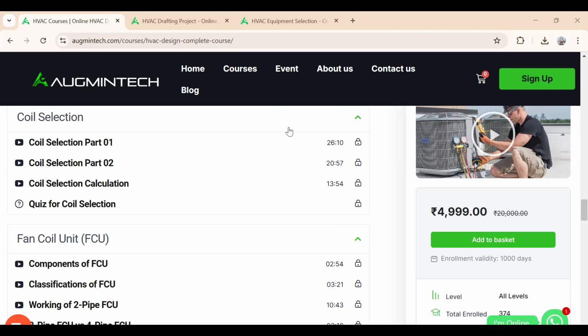After that, for the same course, if you want these three courses separately, you will have to pay, I think, 20,000 rupees, which means near about $300. Today for this course you will get it for only $75.